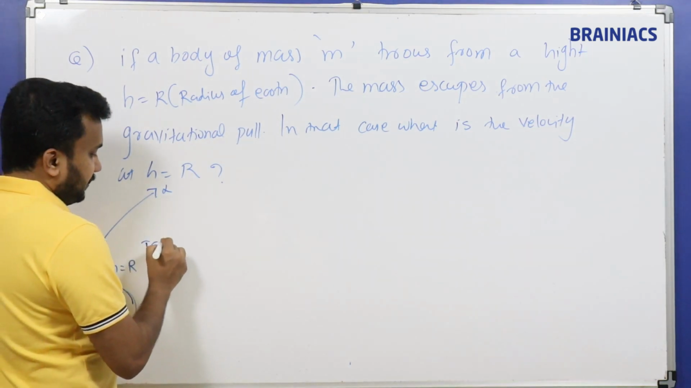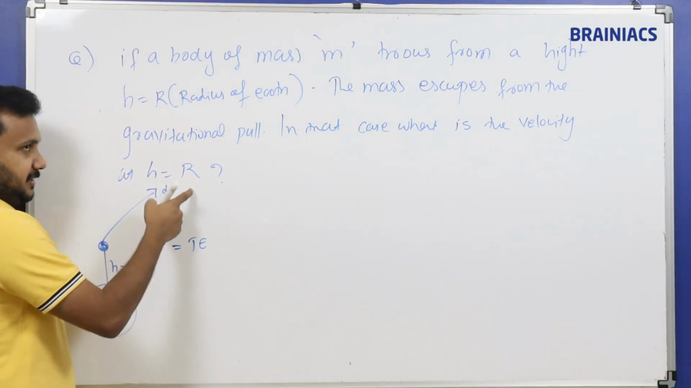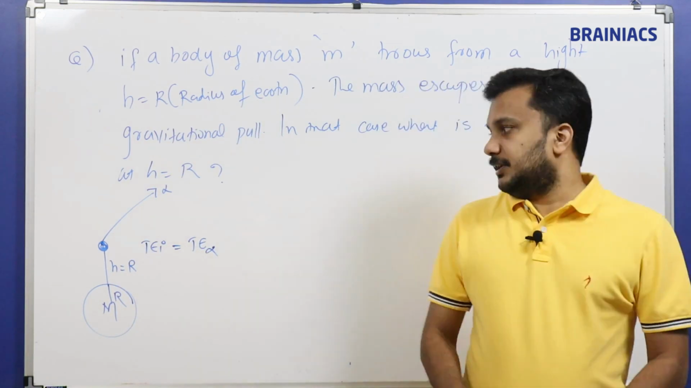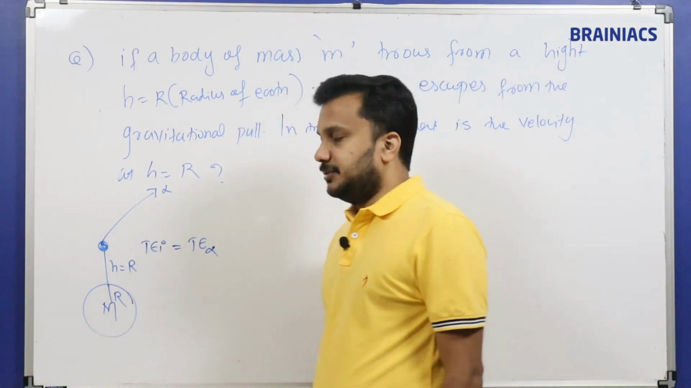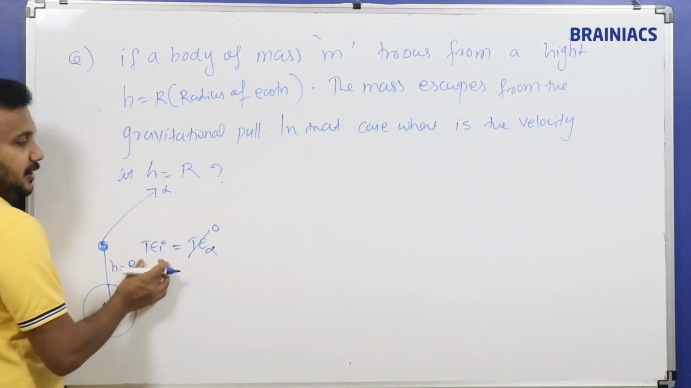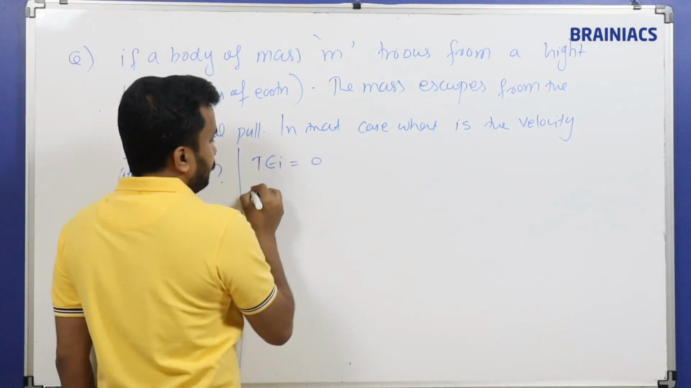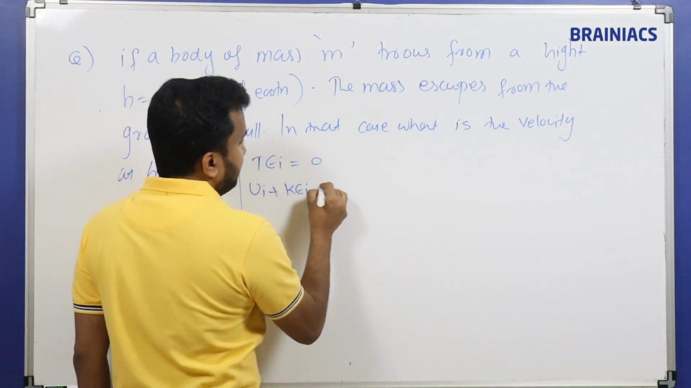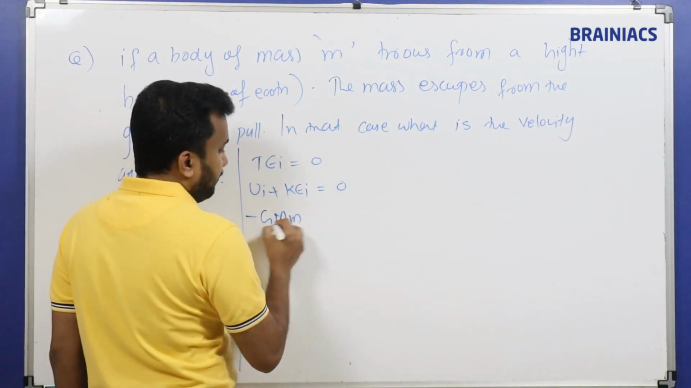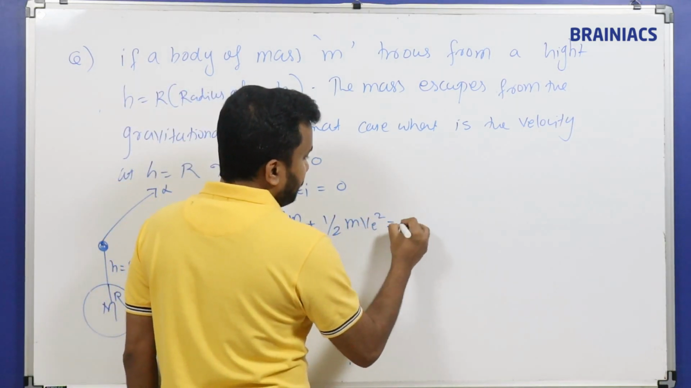So I can say total energy at the starting point is equal to total energy at the ending point, at infinity. Total energy at infinity is equal to 0, so only the left side exists. So TEI is equal to 0: potential energy initial plus kinetic energy initial is equal to 0. Potential energy initial is minus GMm divided by small r. I will tell you what small r is. Plus half m V_E square is equal to 0.